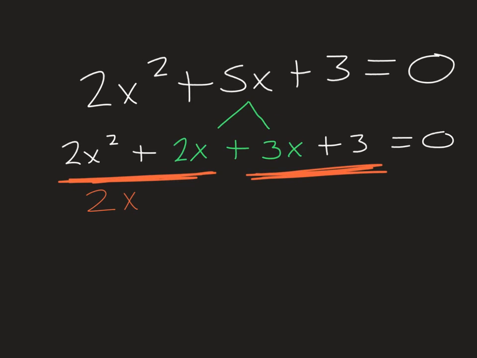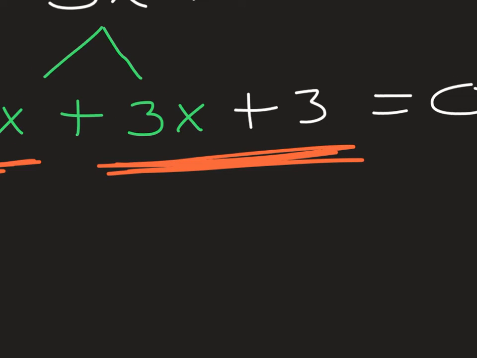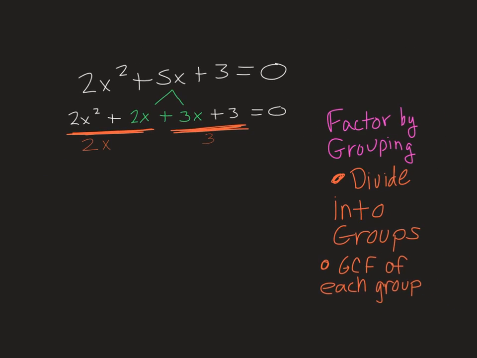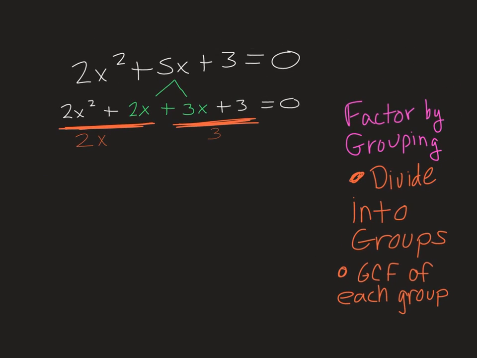Then I'm going to look at my next set of terms, and I see that there's a 3 that I can factor out of both of them, and this one doesn't have an x, so that means the only thing I can factor out of both of those terms is a 3. So my first step, after I've divided these terms into 2 separate groups, and I've found the greatest common factor for each group.